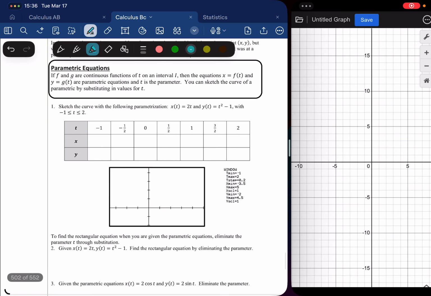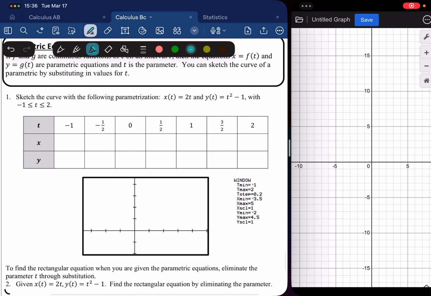So in this first example, it says sketch the curve with the following parametric equations. X of t equals 2t, y of t equals t squared minus 1, with t between -1 and 2. In order to find x and y, we'll simply plug in some value of t, so let's say -1, and we'll plug it in to each of the t values in x and y.